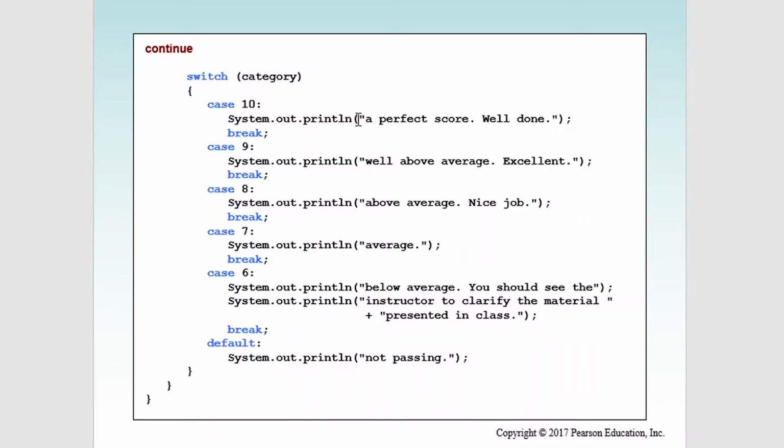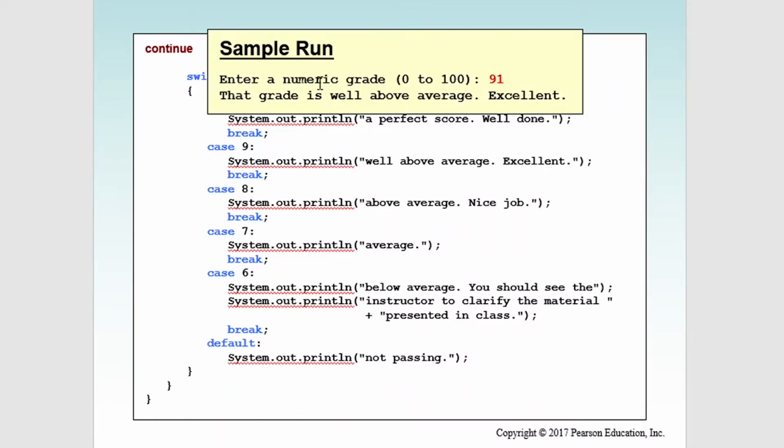So if category was a 10, they print out a message. If it was 9, they print out a message, and so on, right? So once they got to 6, they printed out some statements, and the default was printing out not passing. And notice each one of these is using break. So after the statement executes, then you leave the switch. Here's a sample run. Enter a numeric grade. They entered 91, and then for 91, the category was 9, so they printed out well above average. Excellent.